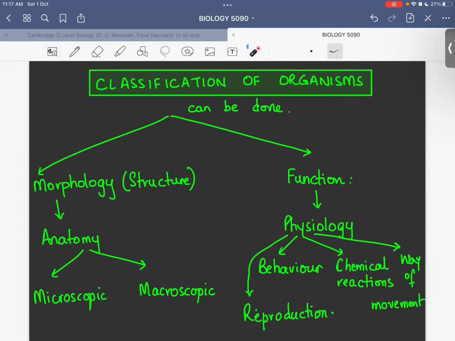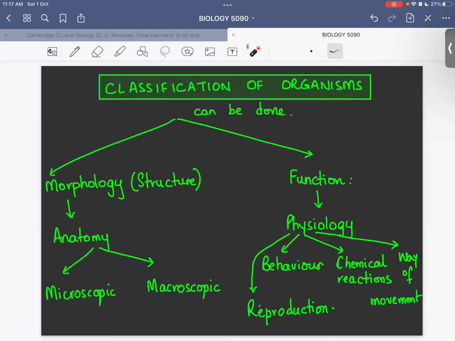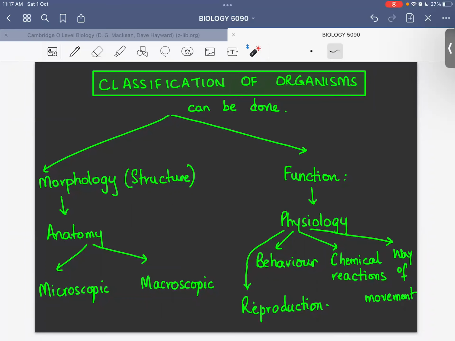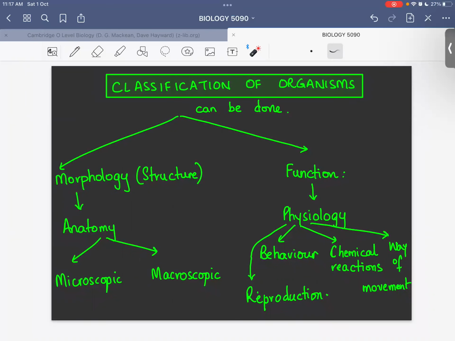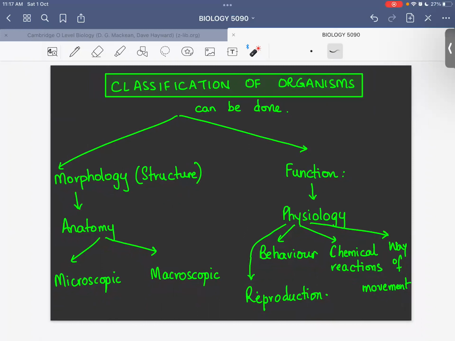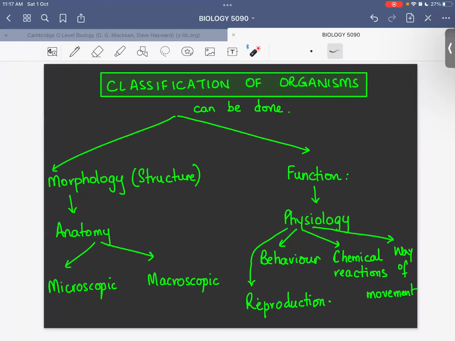This more anatomy comes under morphology, right? Yes. Yeah, Miss, I've read it. What did you understand by this slide? So, Miss, basically, they're saying that classification of organisms can be done in two ways.